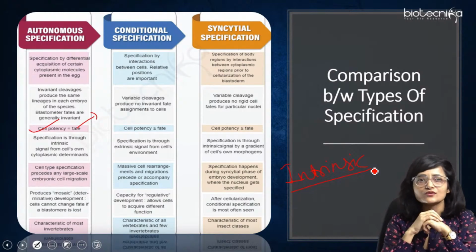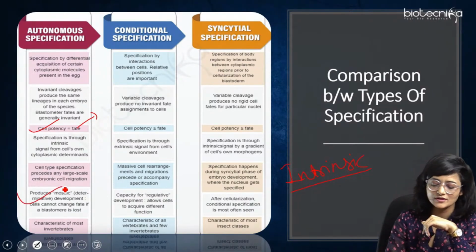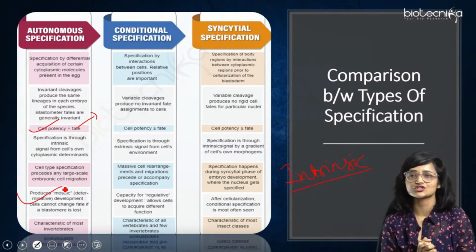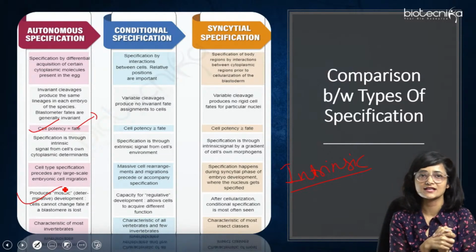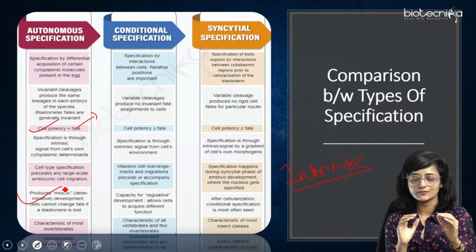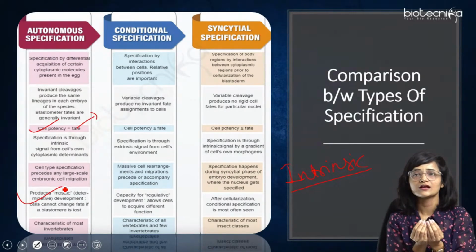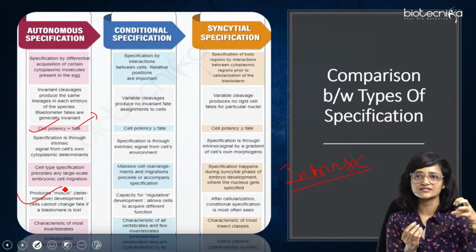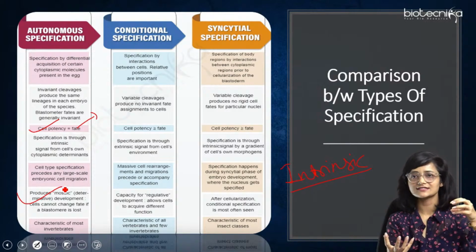Then it says that it produces mosaic. So here mosaic formation takes place. In autonomous specification, what happens? A mosaic formation takes place. How does mosaic formation take place? Suppose we took a blastomere and we took out a certain kind of cells from the blastomere, and the rest of the cells are remaining there.